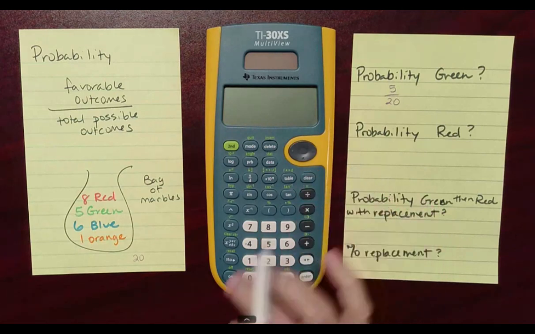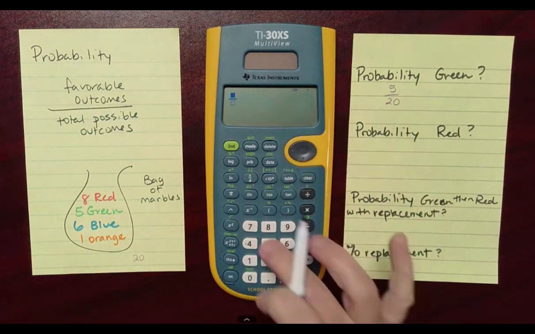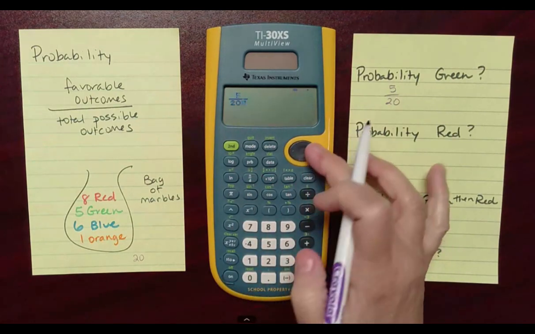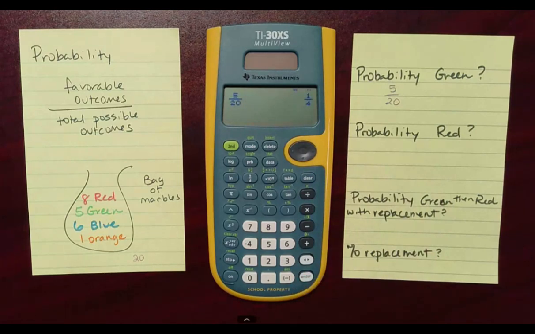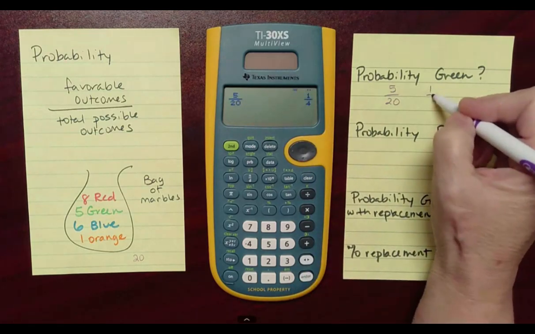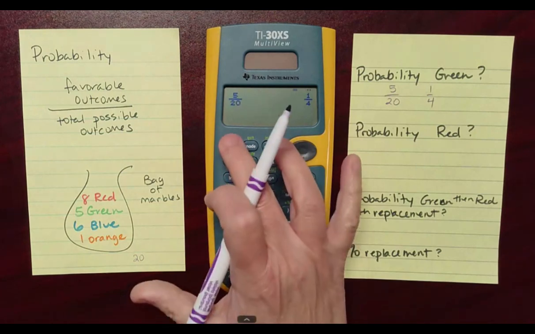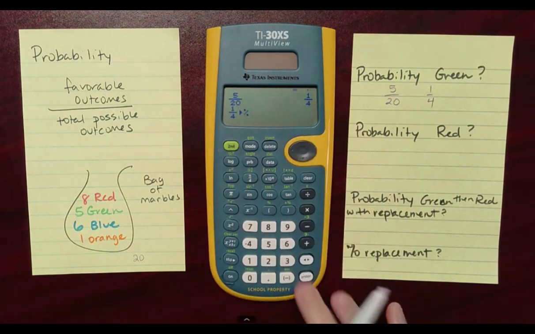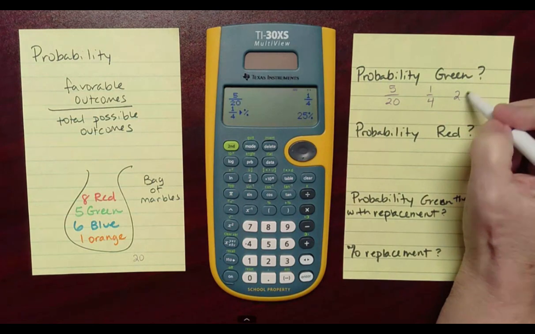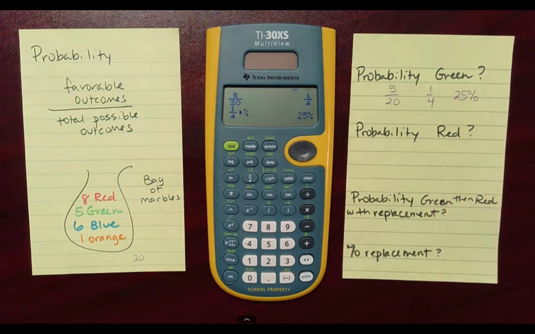If I enter that as a fraction, 5 over 20, and hit enter, the calculator will reduce that to 1 out of 4. If I need it as a percent, we can do second and our arrow to a percent to find that is a 25% chance of getting a green marble from that bag.